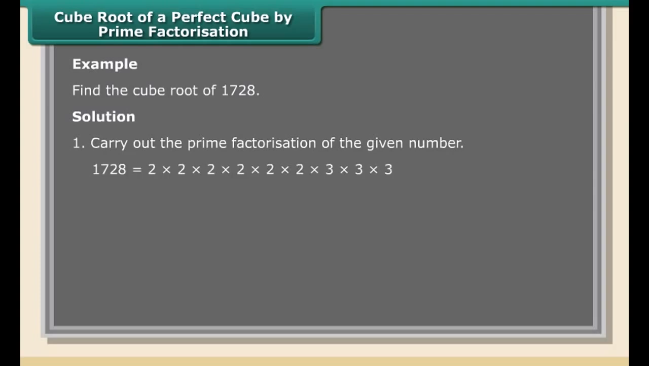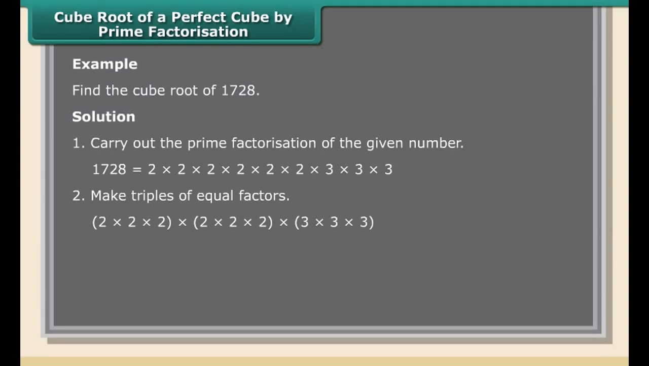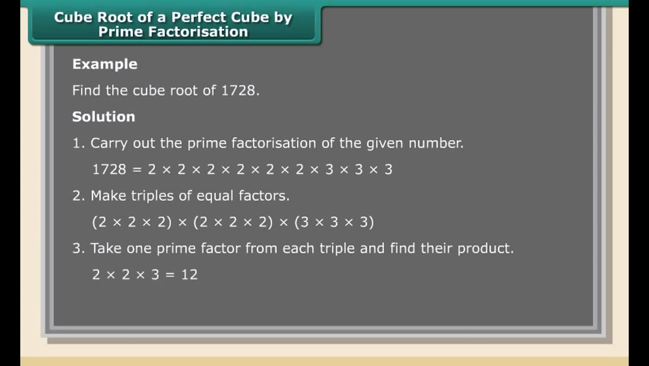1728 is equal to 2 into 2 into 2 into 2 into 2 into 2 into 3 into 3 into 3. Make triples of equal factors: 2 into 2 into 2, 2 into 2 into 2, 3 into 3 into 3. Take one prime factor from each triple and find their product. 2 into 2 into 3 is equal to 12. 12 is the required cube root, that is, cube root of 1728 is equal to 12.